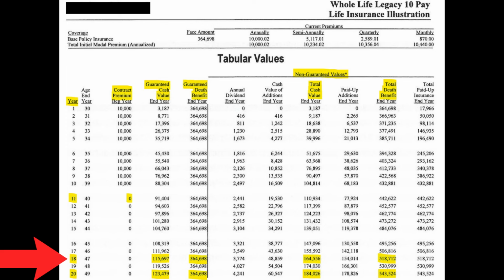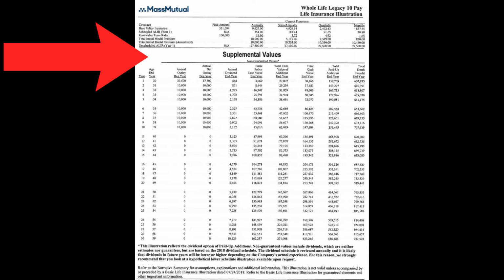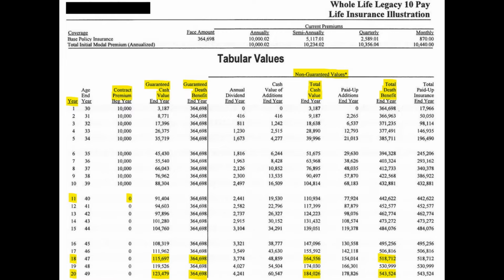The reason I highlighted year 18 is because some advisors like to illustrate that the cash value can be withdrawn as a loan to help pay for college tuition. This would be on the supplemental non-guaranteed pages because it is an alternative version of the standard illustration with changes or distributions.